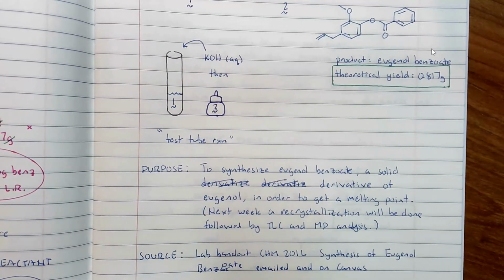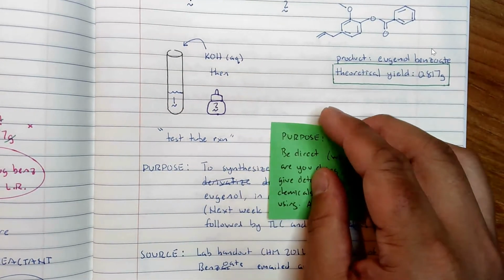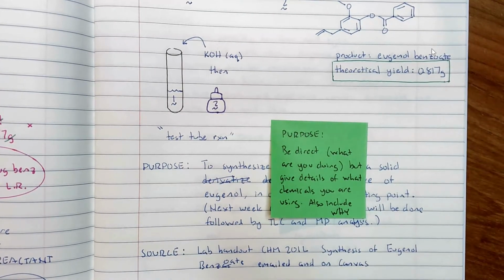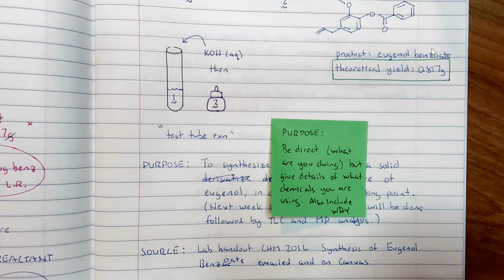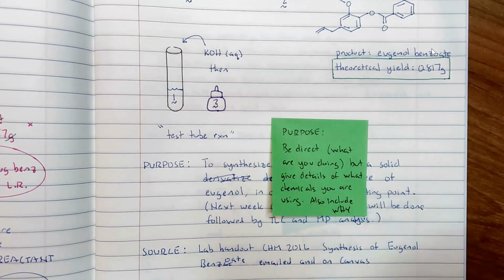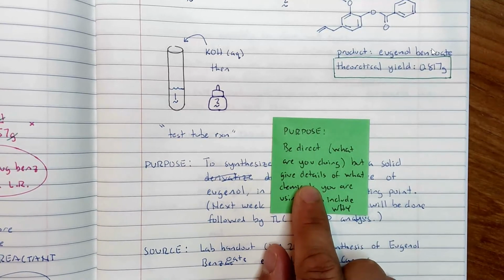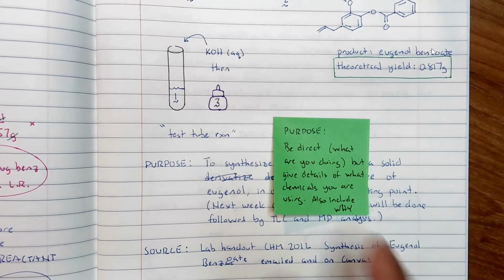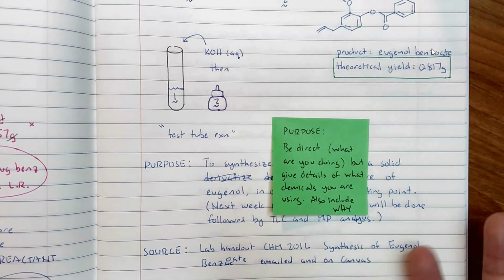The purpose is, for me, very informative. For the purpose, you want to be direct. What are you literally doing? You're synthesizing something, you're getting the melting point of something, you're purifying a product. What are you going into lab to do? You also want to give details. So you want to be direct and brief, and give details such as what chemicals you are using, what technique maybe you are using, and why.